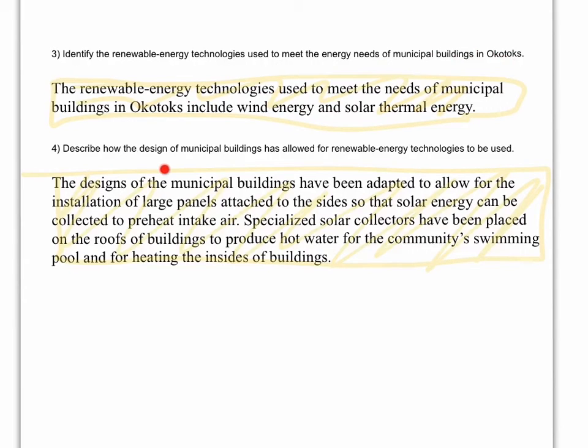Describe how the design of municipalities allowed for the renewable energy technology to be used. The design of the municipalities was adapted to allow installation of large panels on the side so the solar energy can be collected to preheat intake air. That's the active. And specialized solar collectors have been placed on the roofs of buildings for hot water for a community, for the swimming pool, and for the heating inside the building. For those of you who've been down to Okotoks, you've probably been to the rink there and the community center, and that's the most common one that you've seen.